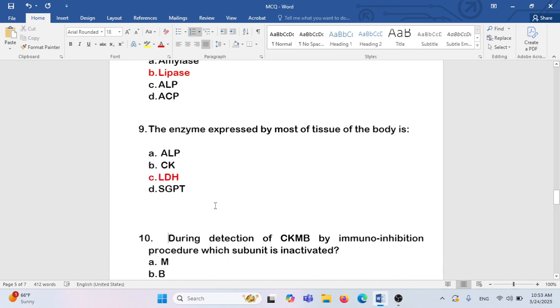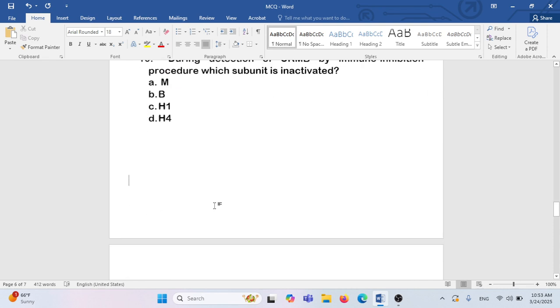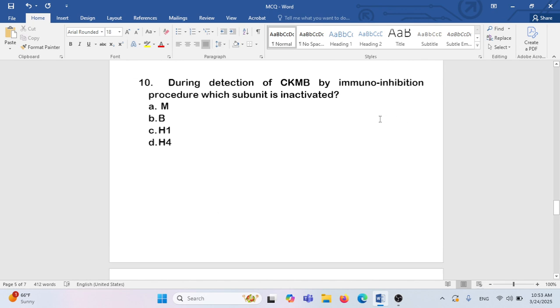Another question, during detection of CKMB by immunoinhibition method, which subunit is inactivated. So in immunoinhibition method, the antibody is directed against M subunit of CKMB. Okay, M subunit of CKMB. Then the activity of B subunit is measured, which is then multiplied by 2 to get the result. So the M subunit is inactivated during the estimation. So answer is this first one.